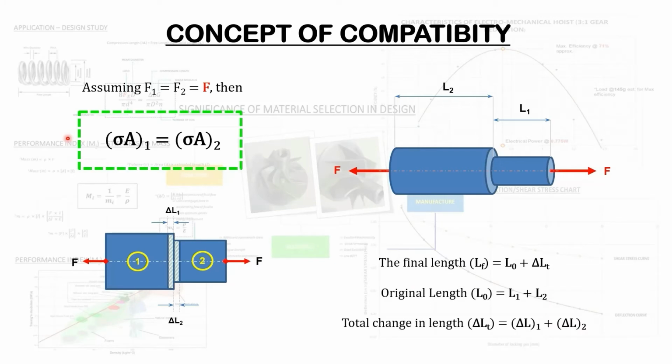Thus, we can also assume that the final length, L subscript F, is equal to the original length of the component plus the change in length, or the total change in length. The original length of the component, L0, is equal to the sum of the length of section 1 and the length of section 2. Thus, the total change in length, delta L subscript T, is equal to the change in length experienced in section 1 plus the change in length experienced in section 2.